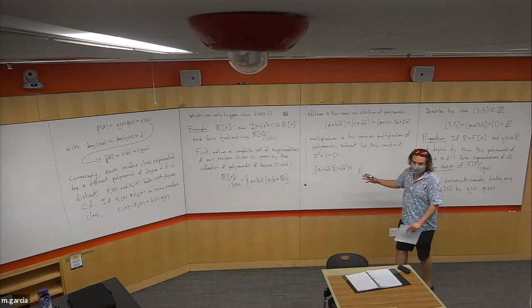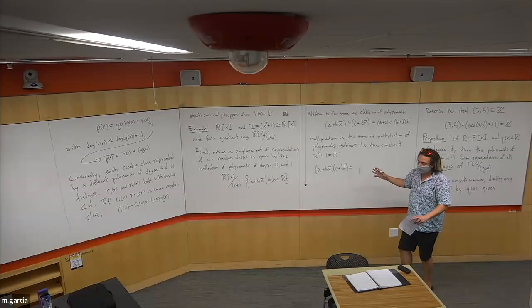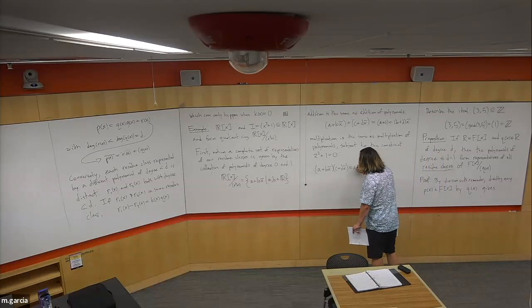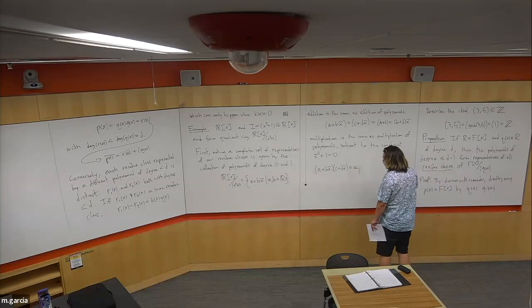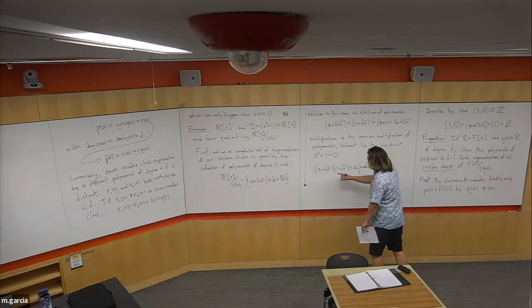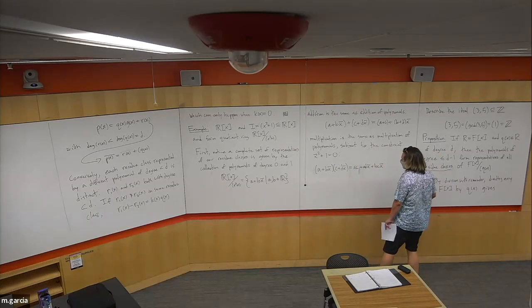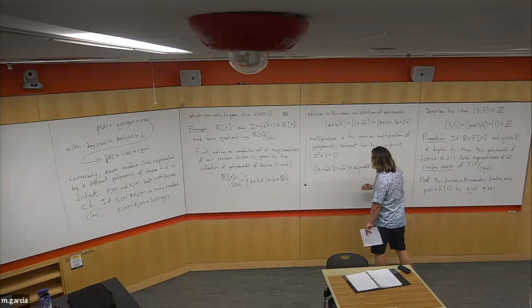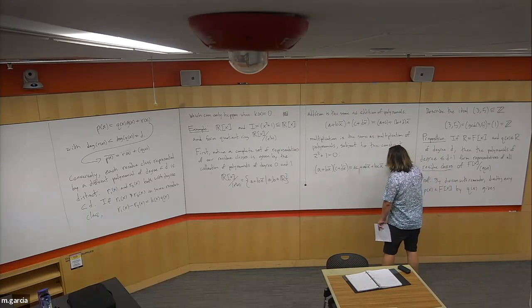Well, I'll just FOIL this like normal first, right? So what do I get? I get AC first, plus the outer AD x bar, plus the inner BC x bar, plus the last BD x bar squared.